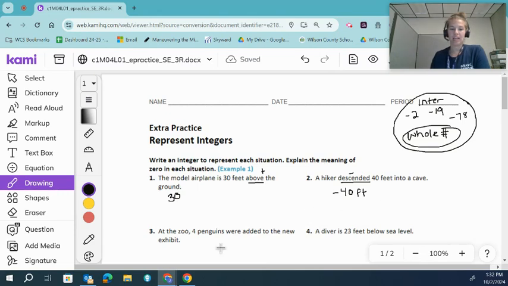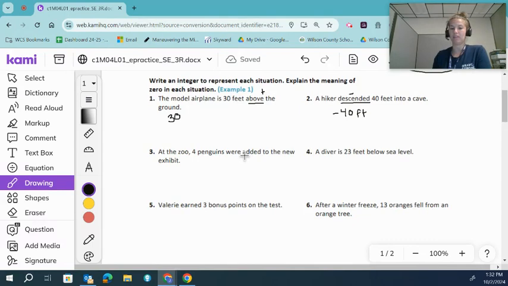Okay. Then we have at the zoo, 4 penguins were added to the new exhibit. So again, that word added would indicate positive. So we're adding 4 penguins. Okay. A diver is 23 feet below sea level. That would indicate a -23.